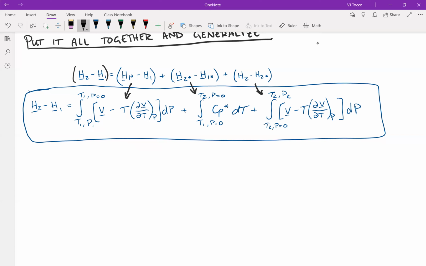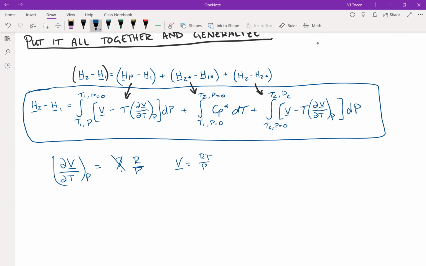The issue with this particular form is we need an equation of state in order to solve it. And if we have an ideal gas equation of state, the problem is easy, right? So we can say dV/dT at constant P is equal to question mark, and we could say that V is equal to RT over P, and therefore the partial of V with respect to T is R over P.